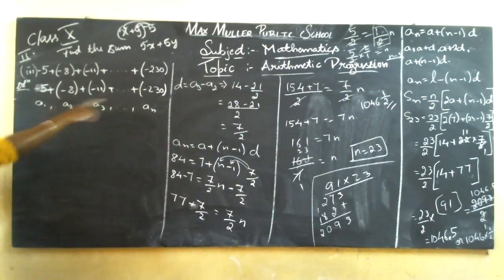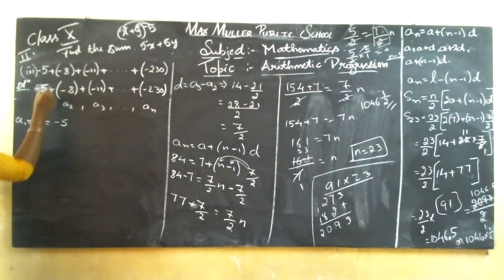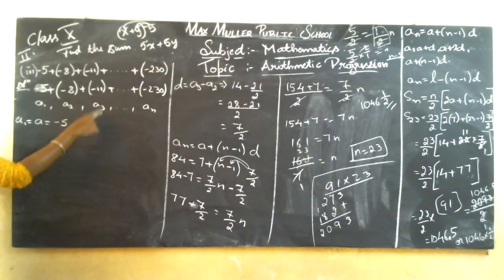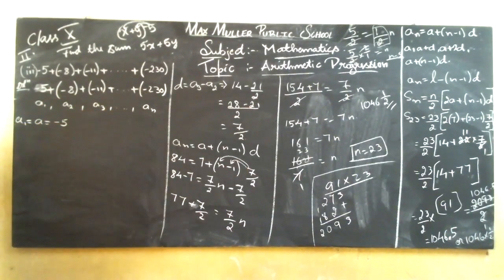Okay. Now, what is A1? A1 is a value which is minus 5. You're going to take it as minus 5. Leave this plus sign. Do not take that plus sign. A2 is minus 8. A3 is minus 11. AN is minus 230. Okay.